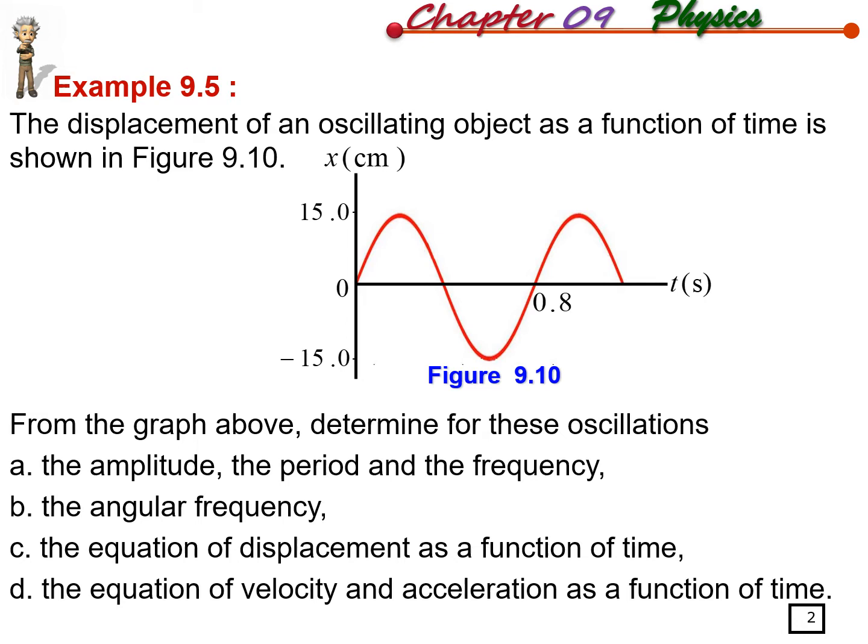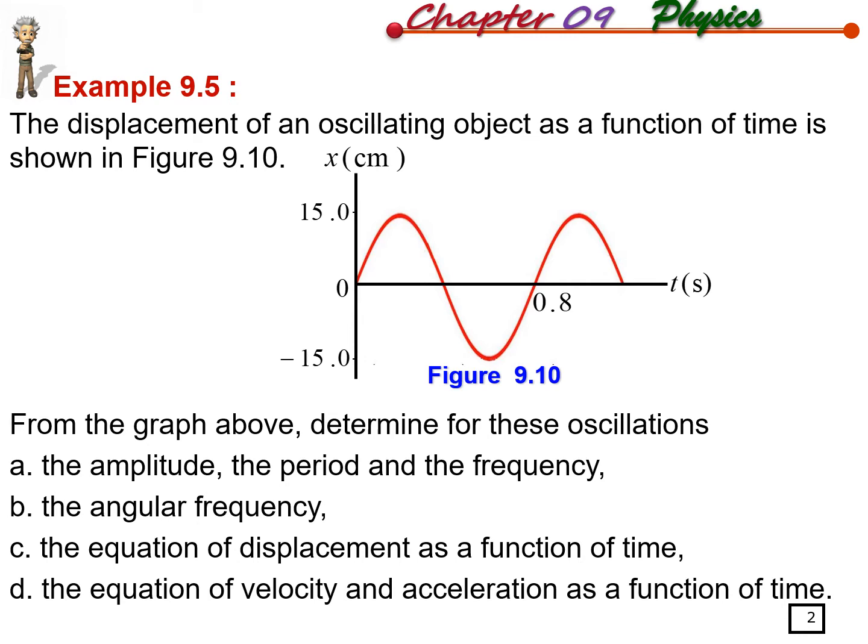Okay, so for question A, they wanted to determine amplitude, period, and frequency. This one we can obtain straight away from the graph, where the amplitude will be the maximum displacement. If you observe the graph, the maximum displacement over here will be 15, right? And then the period will be the time taken for one complete oscillation.